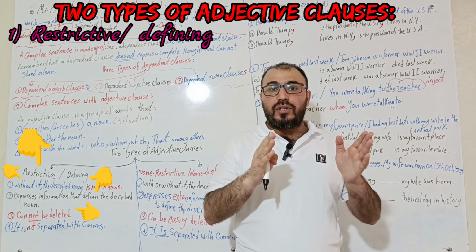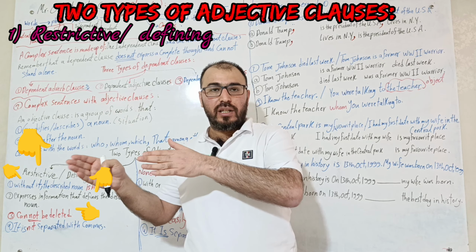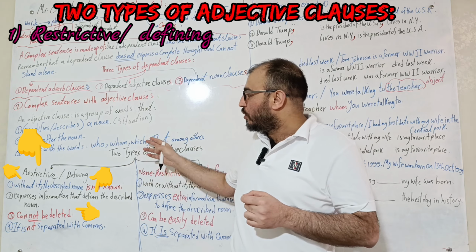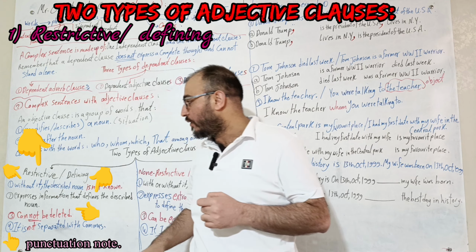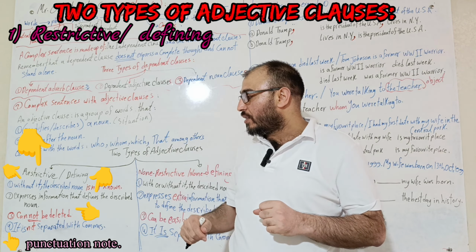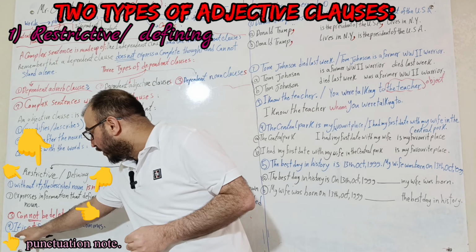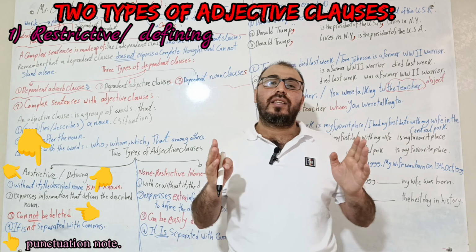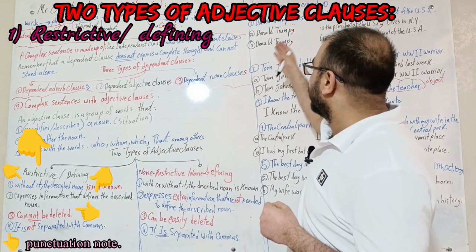So if you want to describe a noun which is not known by a lot of people, you should define it or modify it using a restrictive defining clause, because without this clause, the noun is going to be unknown and unrecognized. The last feature here, my friend, is that it is not separated with commas. This is a punctuation note, and we are going to see it in the upcoming examples.